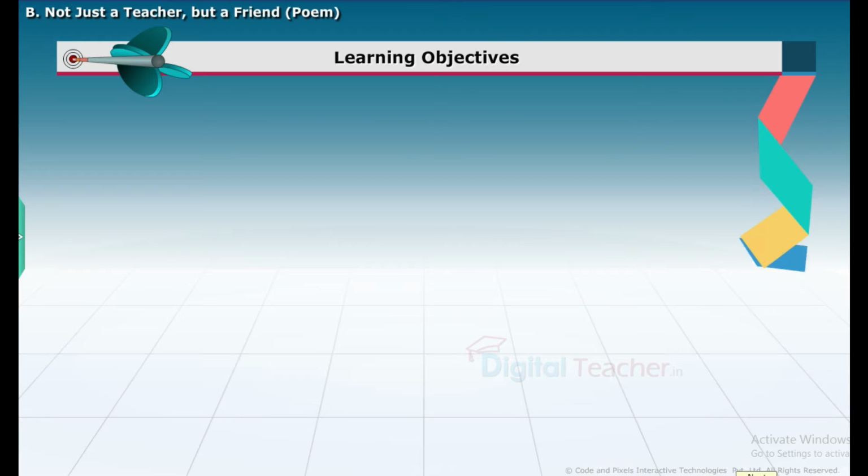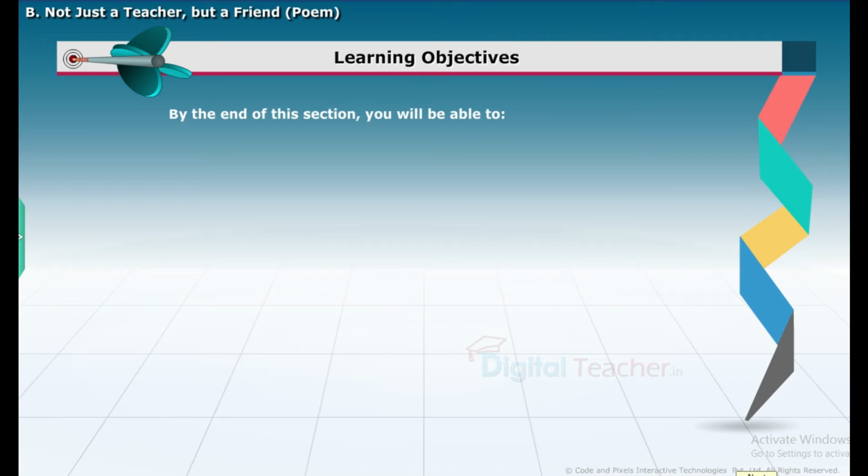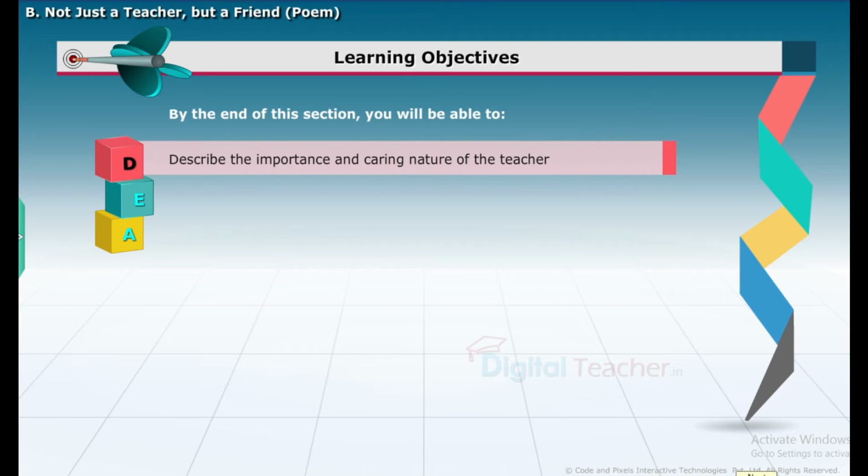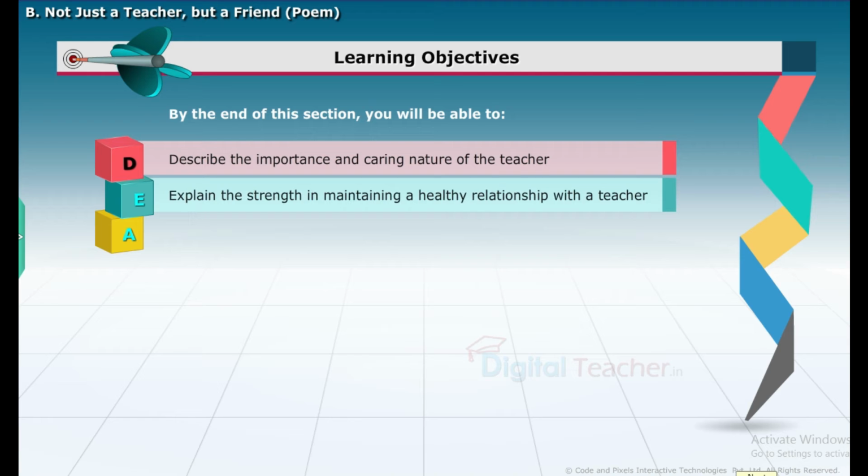Learning objectives. By the end of this section, you will be able to describe the importance and caring nature of the teacher. Explain the strength in maintaining a healthy relationship with a teacher. Appreciate the beauty of the poem.